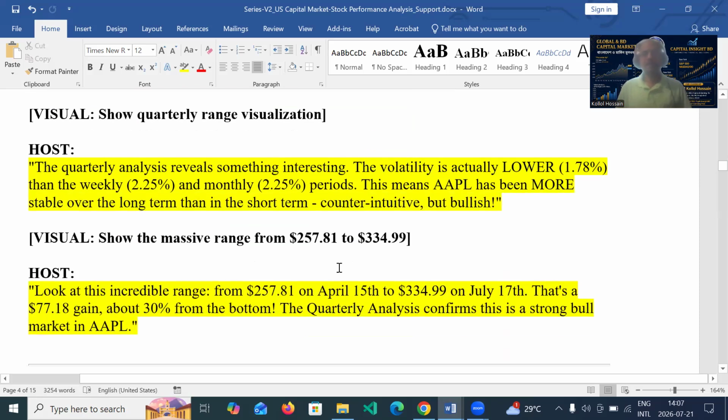The quarterly analysis reveals something interesting. The volatility is actually lower, 1.78%, than the weekly 2.25% and monthly 2.25% period. This means Apple has been more stable over the long term than in the short term. Counterintuitive, but bullish.